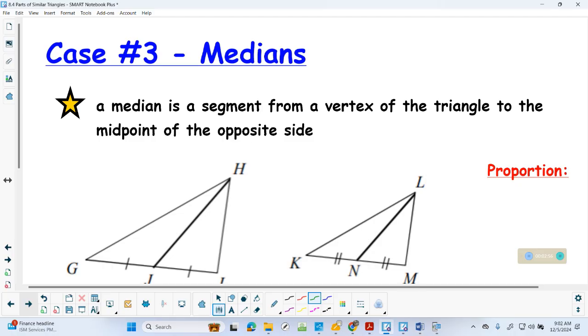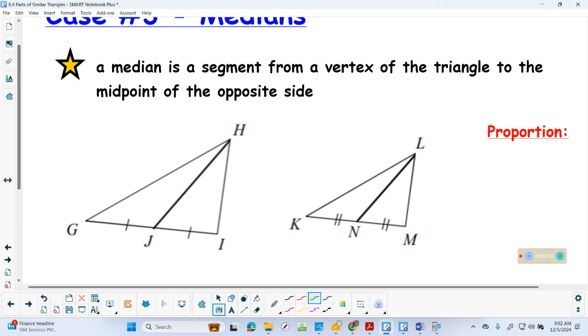Here's a new one for you, a median. Let's scroll this up. A median is a segment from the vertex of the triangle to the midpoint. That's such great vocabulary. Midpoint, right in the middle. So the median cuts it in half. Same thing, I'm still looking for the special segment. This is my median because it's cutting the side in half. Same on this guy. So I'm going to start with those. HJ over LN.